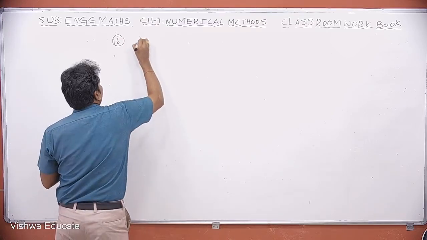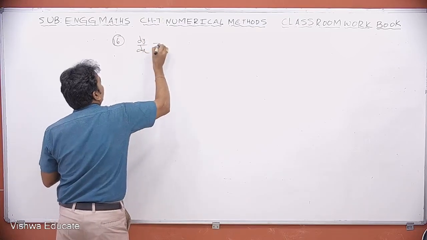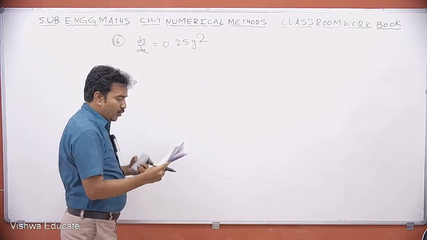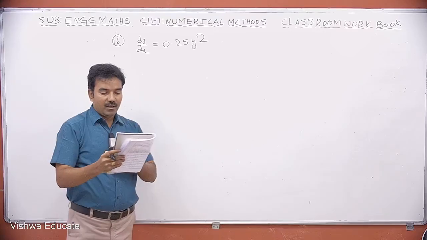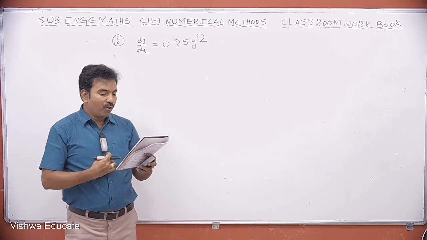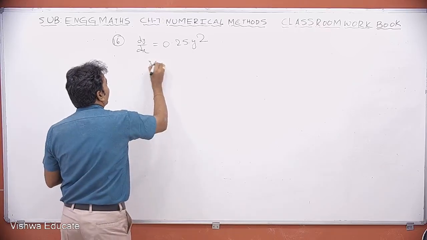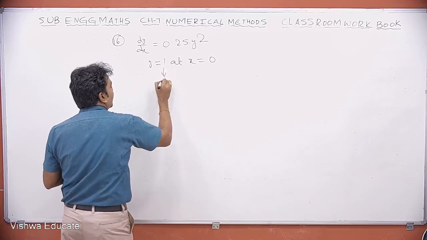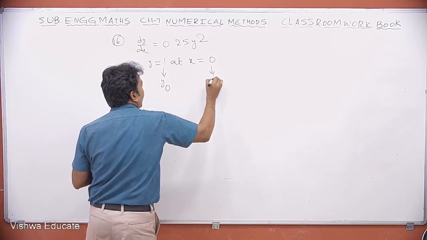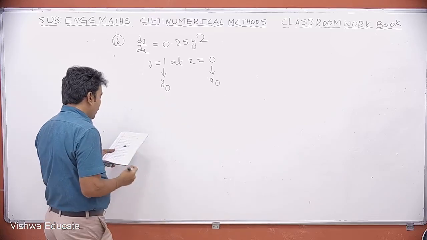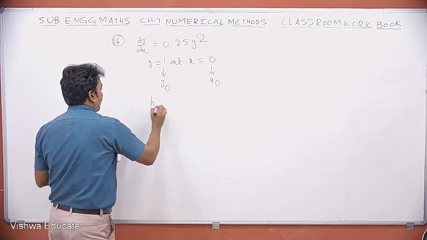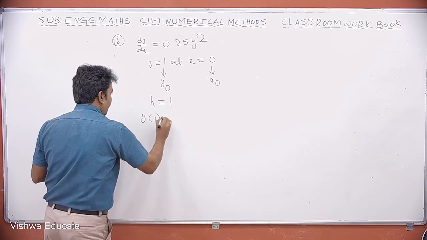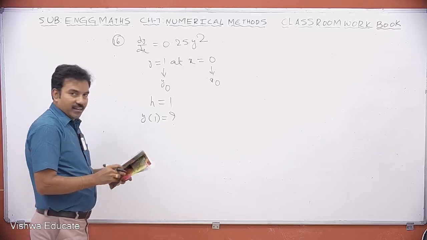The differential equation dy by dx equal to 0.25 into y square is to be solved using Euler's method with a boundary condition y equal to 1 at x equal to 0. That is, 1 is nothing but the value of y naught and 0 is the x naught value. Step size is 1, that is the h value is 1. What would be the value of y at x equal to 1? That is, y of 1 is required.